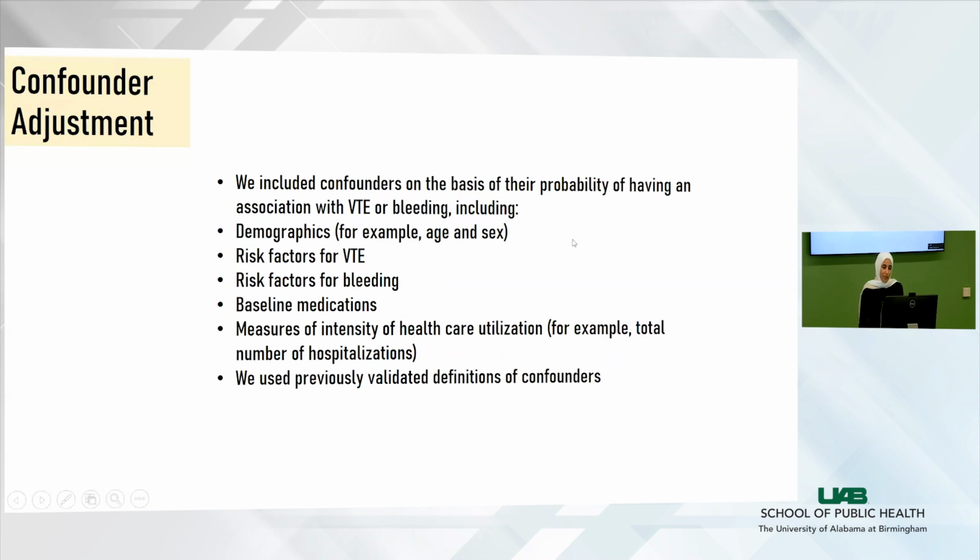So for confounder adjustment, we included a very large number of confounders. So we included demographics, risk factors for VTE, risk factors for bleeding. We also examined baseline medications used. And lastly, we included measures of intensity of healthcare utilization. For example, total number of hospitalizations within the prior year, total number of outpatient visits, or total number of prescriptions within the previous year. And we also used previously validated definitions for confounders.